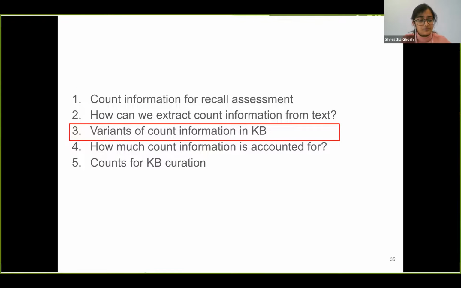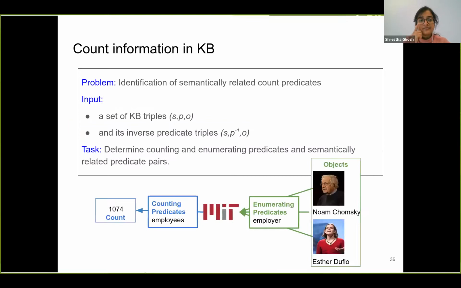Okay, so now that we know how to look for information in the text, what is the situation in knowledge bases? So the problem that we are after is to identify semantically related count predicates. And for this, we need knowledge-based triples in the form of subject, predicate, and object. And we also would want to look into the inverse predicates.